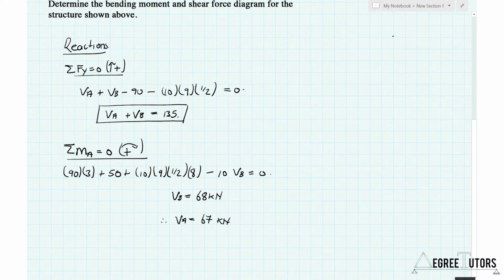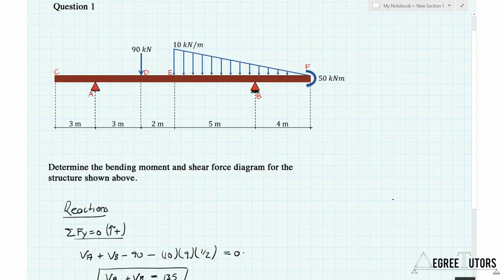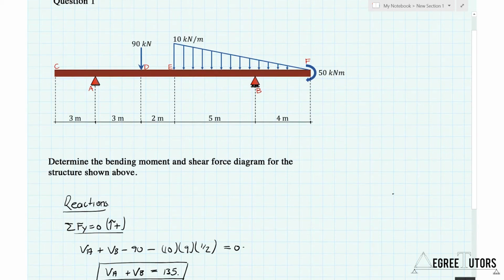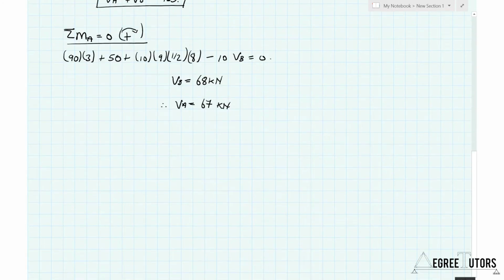Okay, excellent. Now we can look at this structure again and very quickly recognize there are no horizontal loads applied to the structure, and so no horizontal reaction will be generated at support A. Okay, now we can get on and start thinking about our shear force diagram. So, shear force diagram. Let's just sketch out the structure once again.